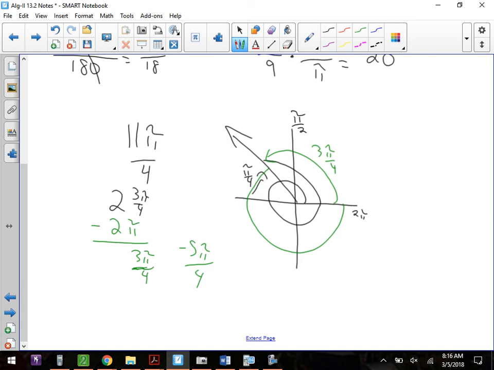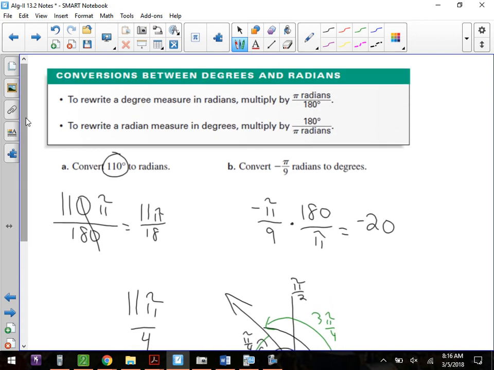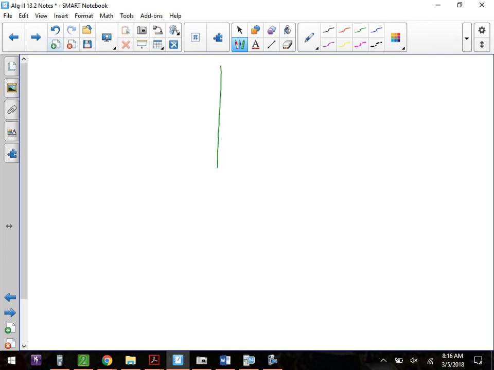Oh, radians and degrees are so much fun. Let's see what else they have. I don't want to go too fast. I've already gone too fast with that whole unit circle thing. You want me to show it one more time? Explain it more. No, here. Okay, real fast. It's okay.